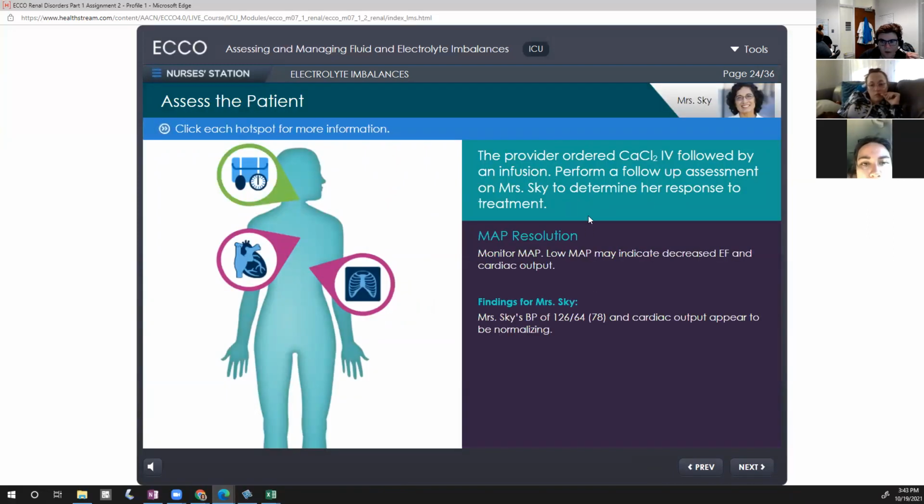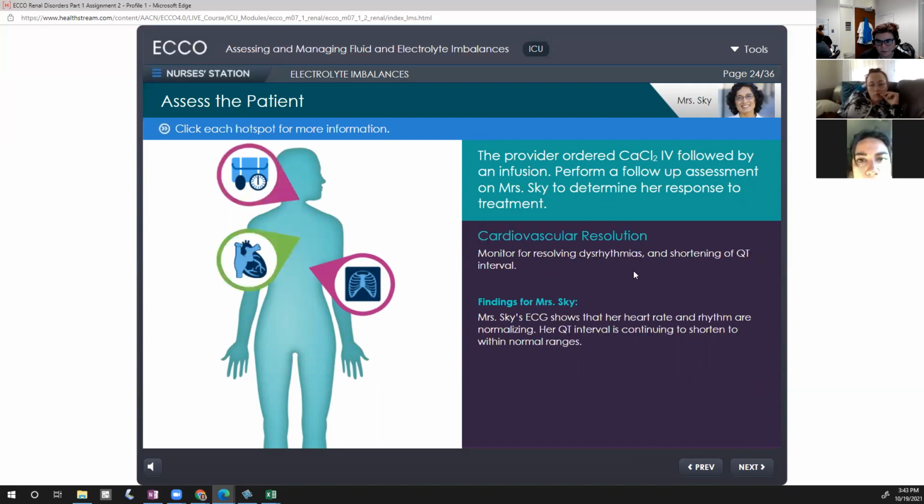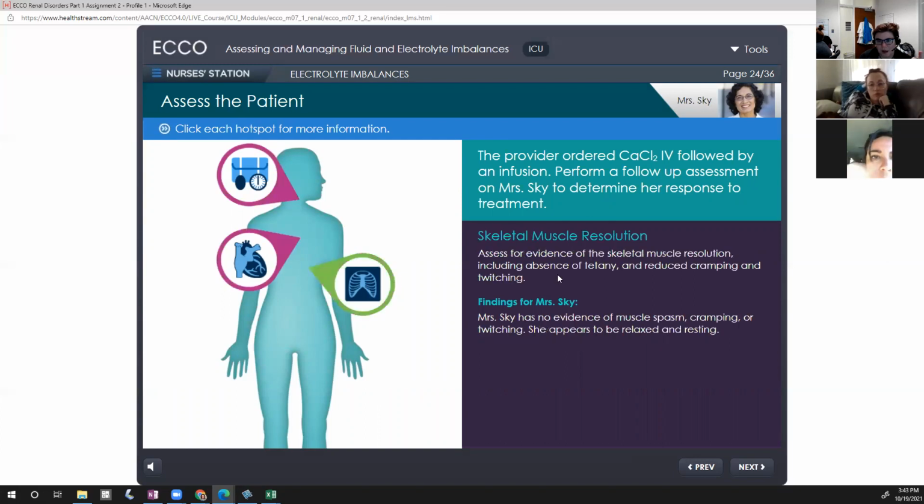And so you should see a resolution of MAP issues, because again, if your cardiac output is down, you're going to see a low blood pressure. Monitoring for dysrhythmias. And then any sort of, as Inga said, weakness or muscle issues should start to resolve.